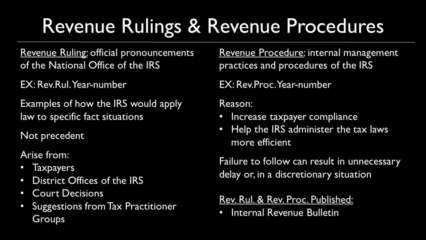The next form of administrative sources of legislation are revenue rulings and revenue procedures. Revenue rulings are official pronouncements of the National Office of the Internal Revenue Service. They are cited as Rev Rule and start with the year that it is published as well as the number in the number of revenue rulings that there are published consecutively. These are examples of how the IRS would apply the law to specific fact situations.